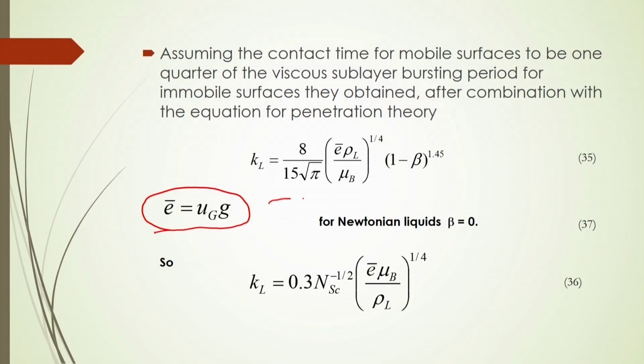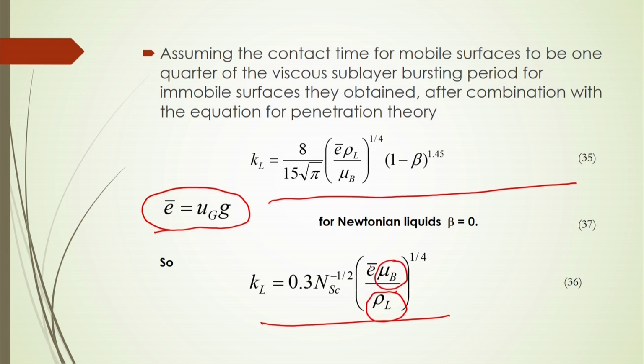So, equation 35 can be used to calculate the individual mass transfer coefficient. This individual mass transfer coefficient depends on the density of the liquid, the viscosity of the base liquid, the energy dissipation, and also the Schmidt number. This equation 35 is the general equation that can be used for Newtonian and non-Newtonian liquids, but for Newtonian liquid you have to consider that beta equals 0.